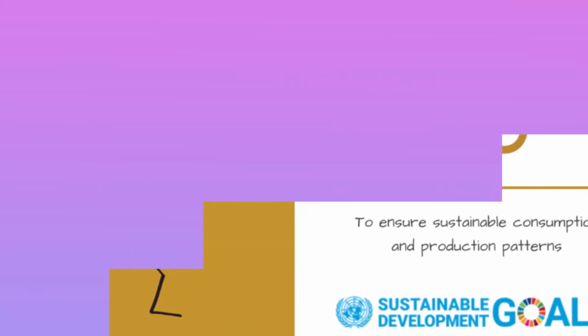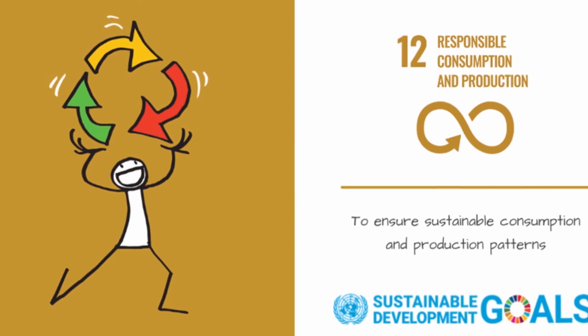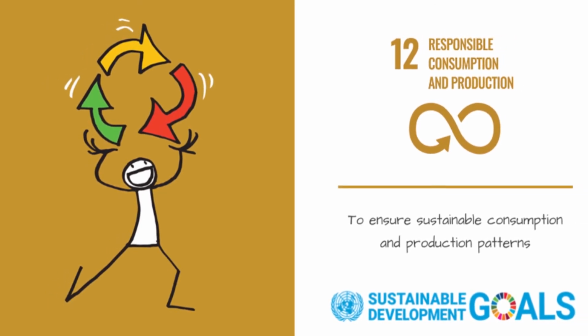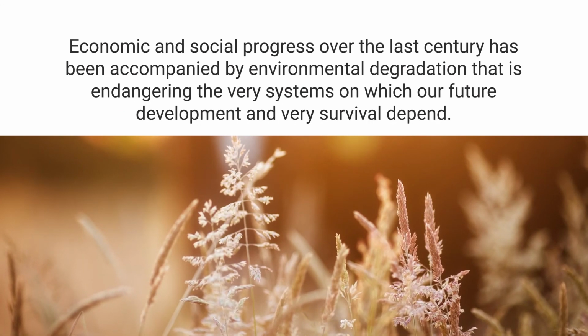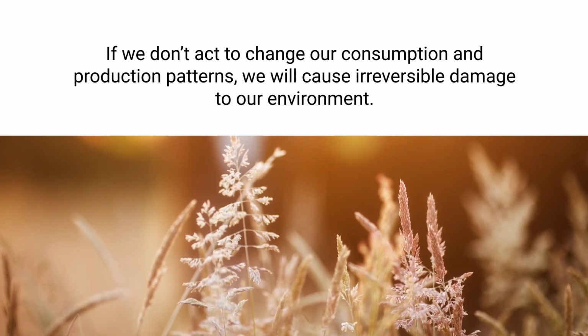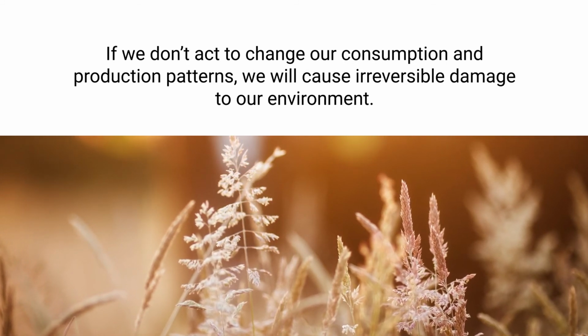Goal number 12, which is very important, is about ensuring sustainable consumption and production patterns. Economic and social progress over the last century has been accompanied by environmental degradation that is endangering the very system on which our future development and our own survival depend. If we do not act to change our consumption style and production pattern, it will cause irreversible damage to our environment.